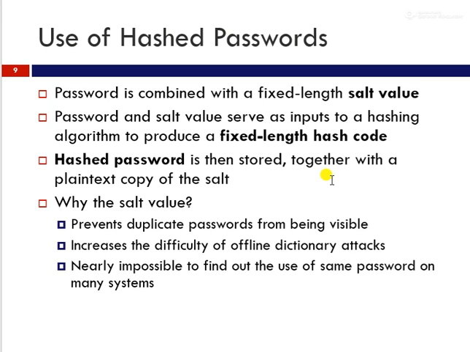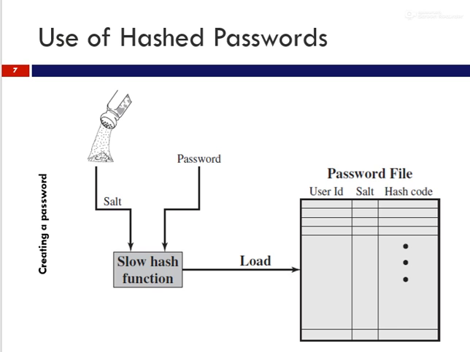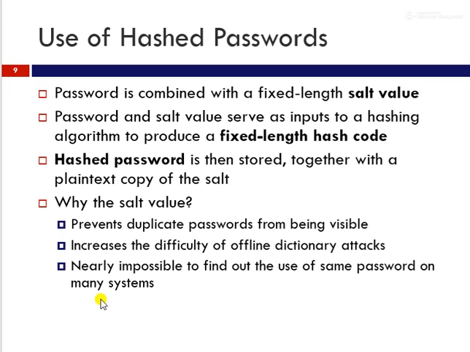It increases the length of your password. So we give as input to the slow hash function the password concatenated with the salt value, and then the hashed password is stored together with the plain text copy of the salt in the database. In the database we store the hash code, salt value and user ID. Okay, what is the purpose of this salt value? Why do we provide this salt value?